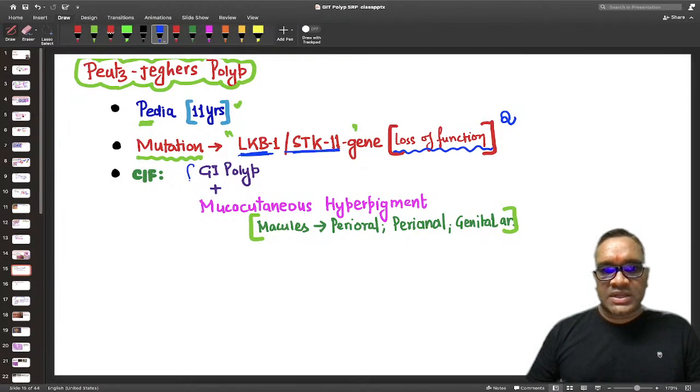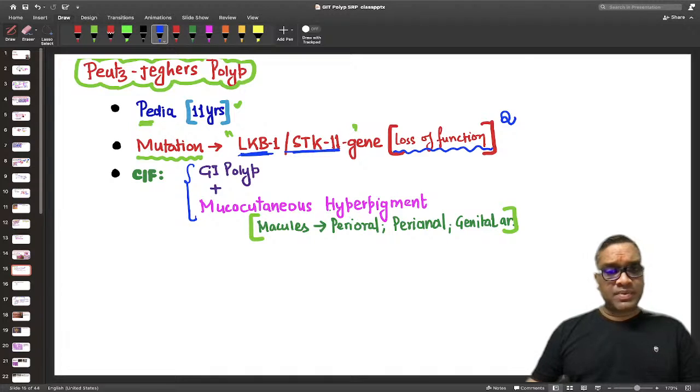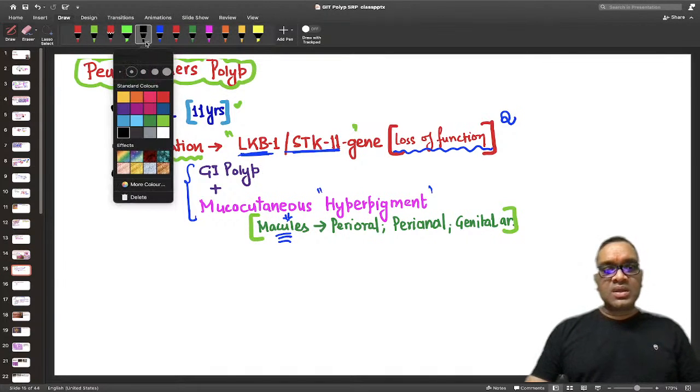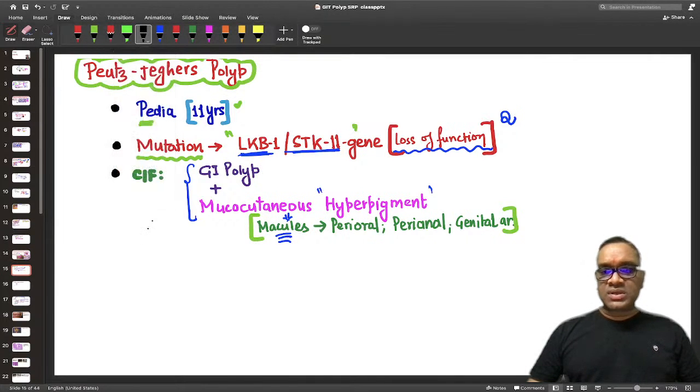What will be the presentation? They will have GI polyps and mucocutaneous hyperpigmentation. Mucocutaneous hyperpigmentation can be seen as a macule. Remember, they will be seen as a macule. And where are you going to see this hyperpigmented macule? These hyperpigmented macules are going to be seen in the perioral area, as I have shown you in this question. But that is not only limited to the perioral area. They can be seen in the perianal area also, or in the genital area also.